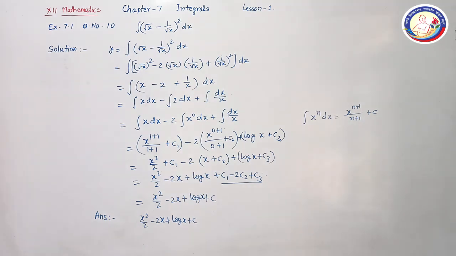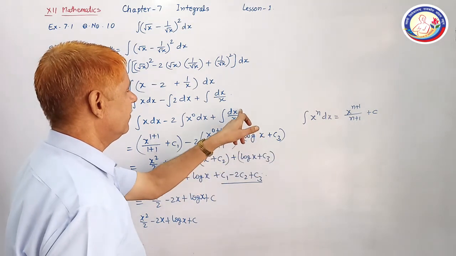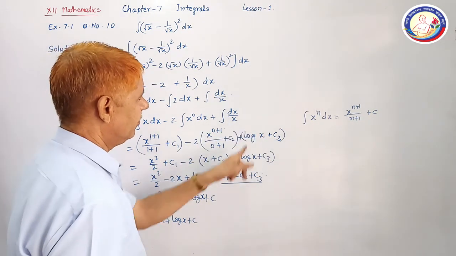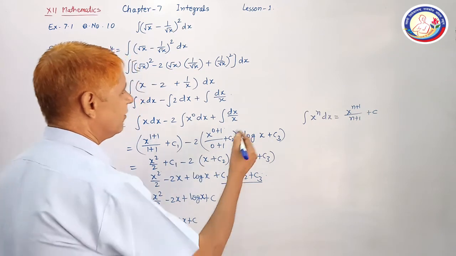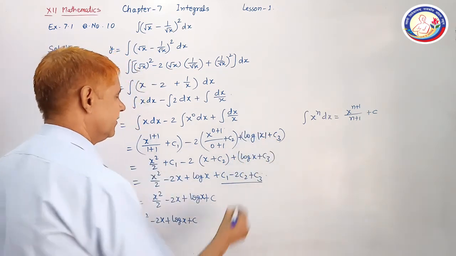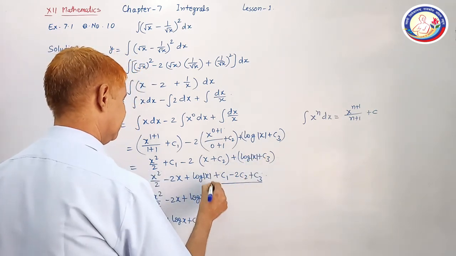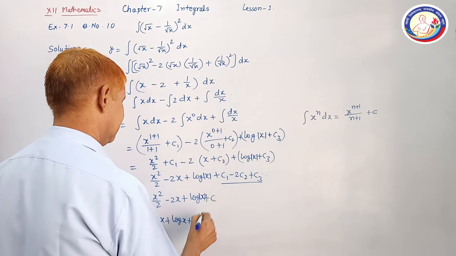Further, as we know, the differentiation of log x is 1 upon x, and log of minus x is also 1 upon x. So we will write it as modulus of x.